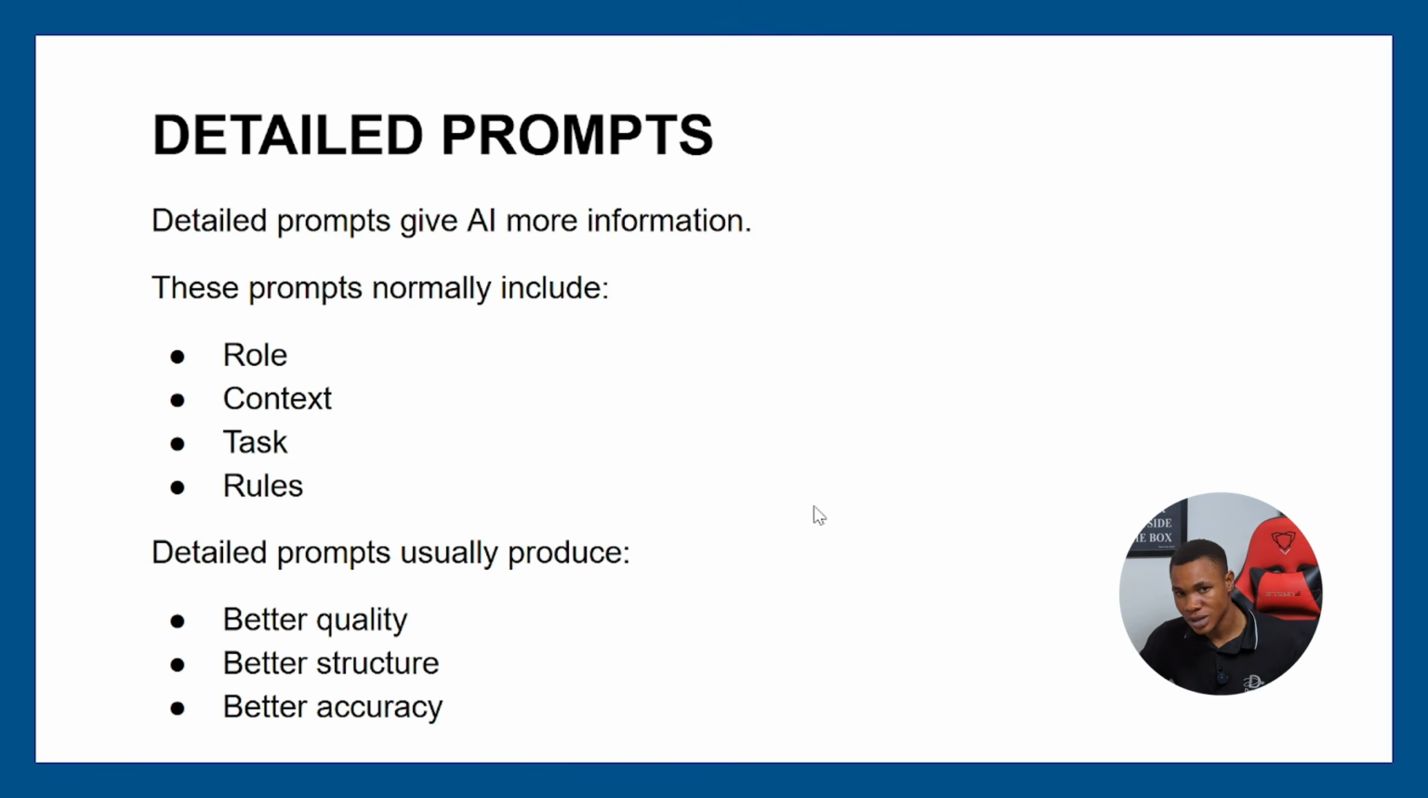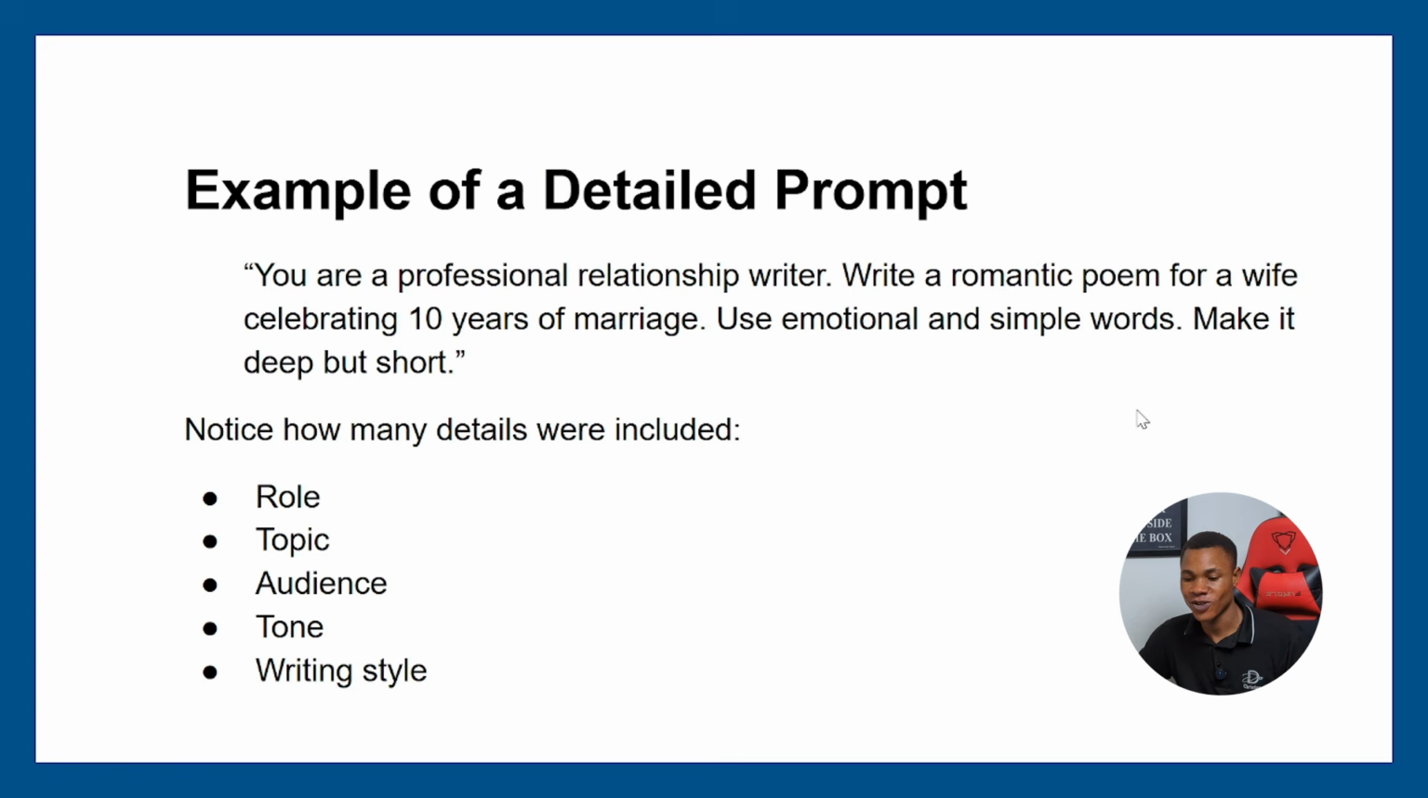Now the second type of prompt is the detailed prompt. A detailed prompt is majorly what we talked about from those 4 main parts of a prompt. Those 4 main parts are actually the detailed prompt, and that's one of the best prompts. It includes the role, the context, the tags, and the rules. Remember, we talked about this in the previous video, and that video is very important. Detailed prompts usually produce better quality, better structure, better accuracy, and all of that.